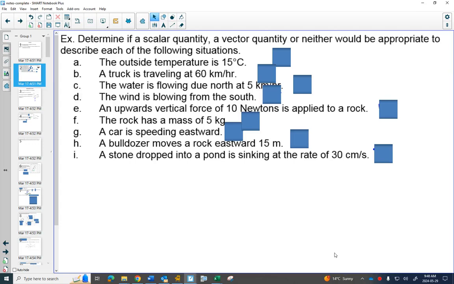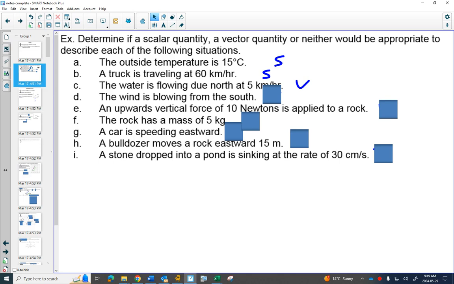All right, let's check how you did. Outside temperature is 15 degrees. That is a scalar. Traveling, that's just a speed. You have no direction, so that's just a scalar.